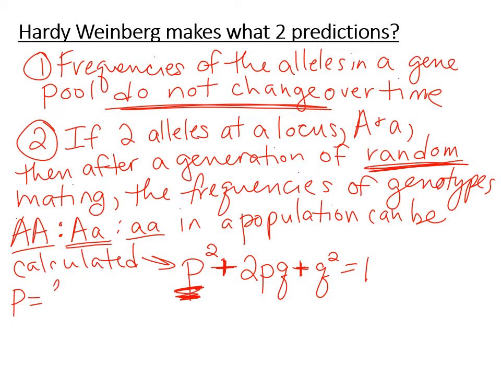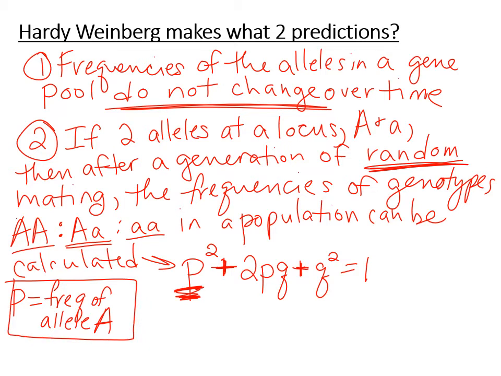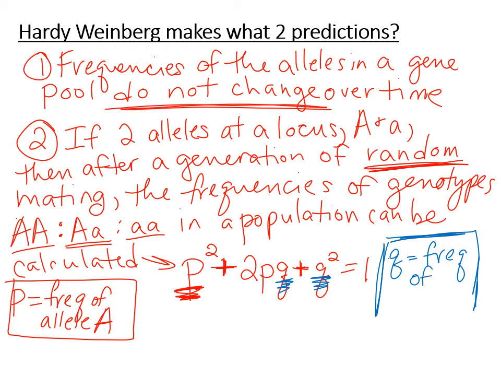So in this case, we can say P is the frequency of allele capital A, okay? Then when you see the letter Q here and here, Q is the frequency of the lowercase, the recessive allele. Okay?